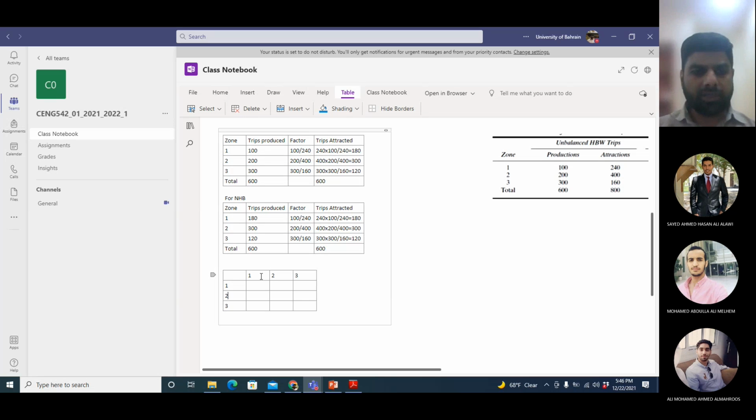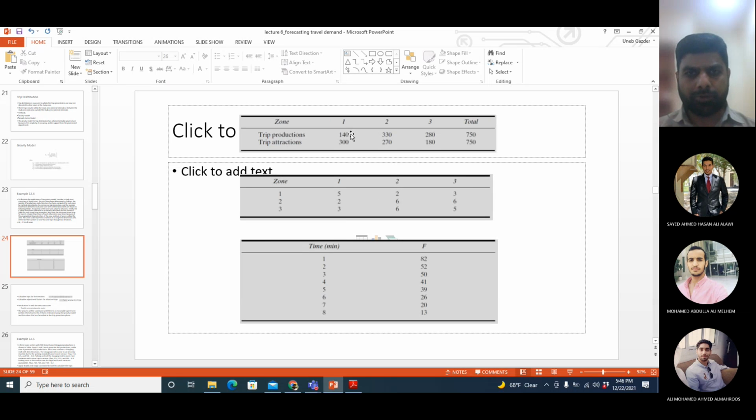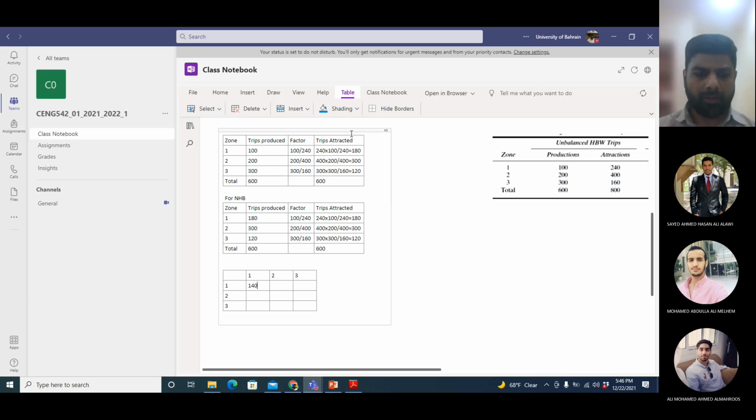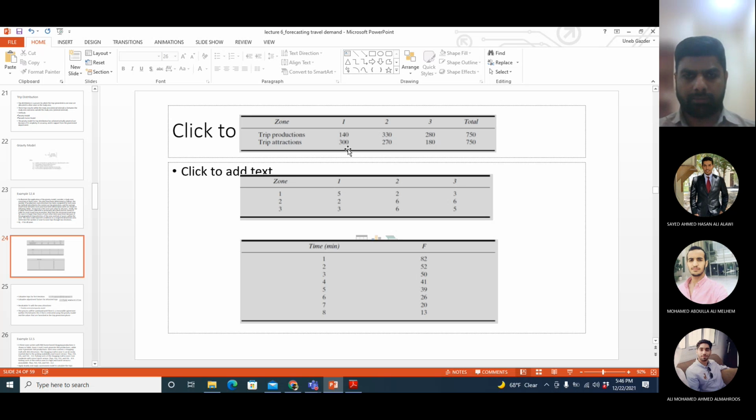So the equation is you must know the number of trips produced. Number of trips produced for zone 1, 140. Multiply by number of trips attracted towards zone 1. This is 300. And sorry, I have to multiply by K and F as well. K is 1, so forget about it, multiply or don't multiply, no effect. Multiply by F as well.